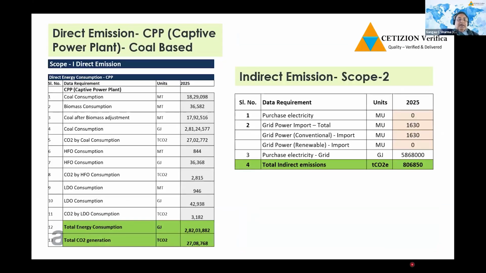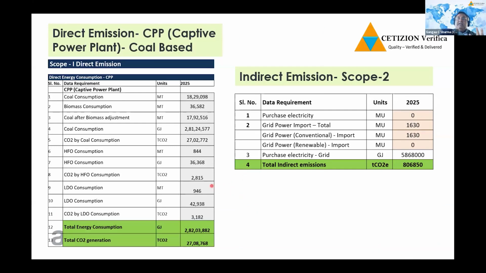Then coming to the other direct emissions, like burning of coal, burning of diesel or natural gas, or it could be another source of fuel. Based on the formula, we convert into gigajoules, then we apply the emission factor, and we come to know the total emissions in CO2 equivalent.